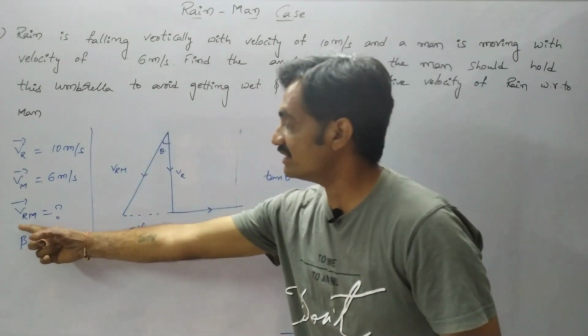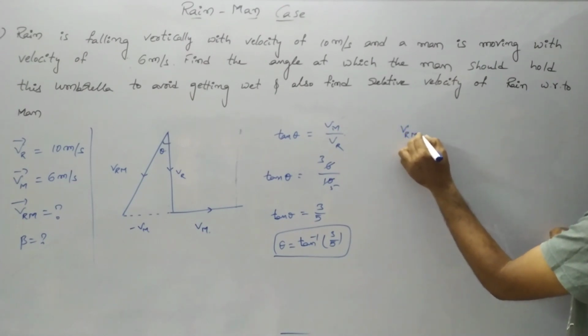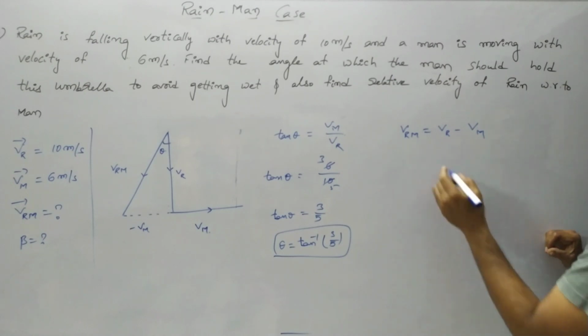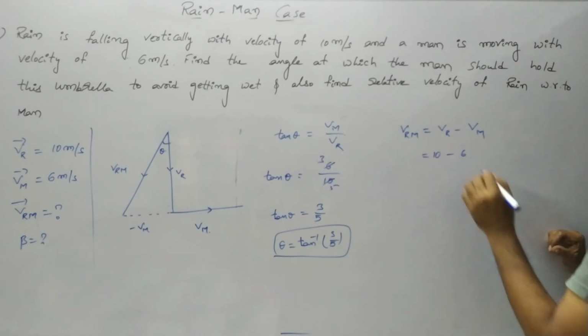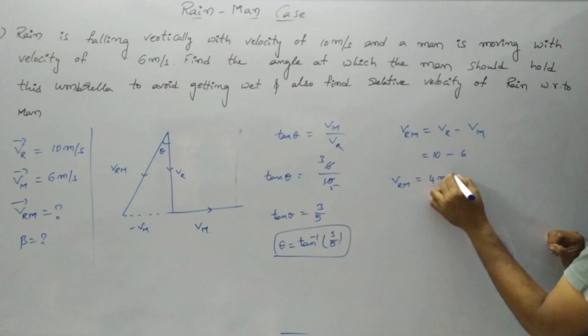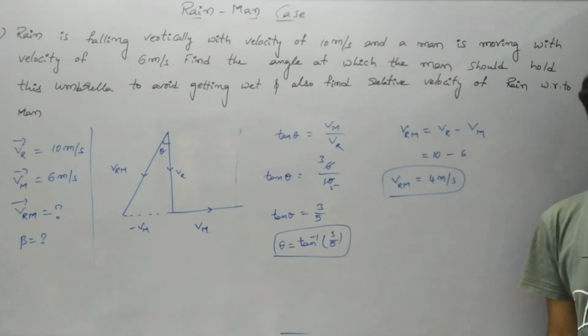Now we have to represent the velocity of the rain with respect to man, which is equal to the velocity of the rain minus the velocity of the man, where the velocity of the rain is 10 meter per second and the velocity of the man is 6 meter per second. So here the rain appears with a velocity of 4 meter per second to the man. Take a screenshot, we will continue.